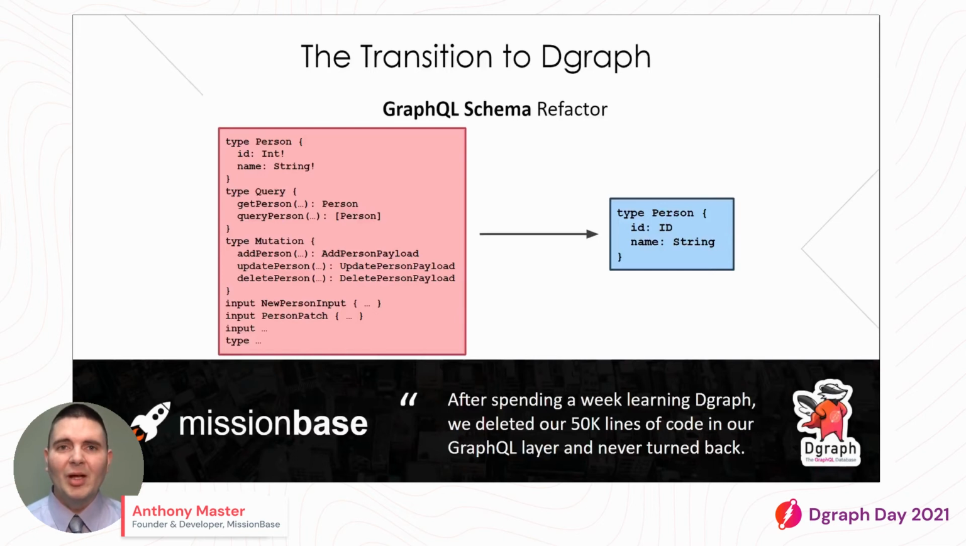Look at this very small type of a person with only 2 fields. Now compare this to the left-hand side of how much schema would be needed for the same API that Dgraph generates. We could not even show all the schema and make it readable on this slide. Dgraph makes schema iteration very easy.